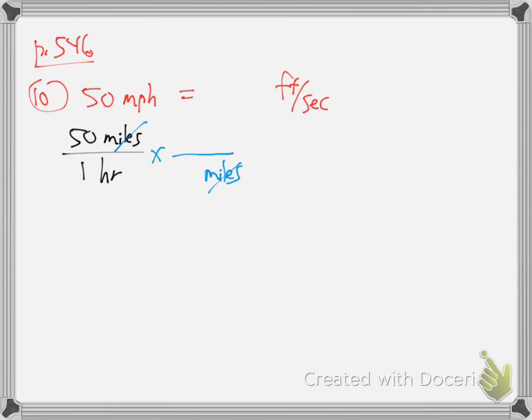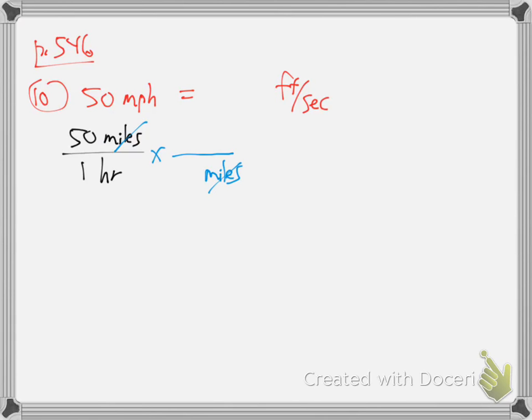Miles are in the denominator. You can start with hours or miles. I'll just start with the miles. I want to get rid of miles, right? I don't want miles in the end. If you did hours first, that's okay too. Only do one thing at a time, though. Don't try to do miles and hours both on the same fraction. One at a time. So I'm getting rid of miles.